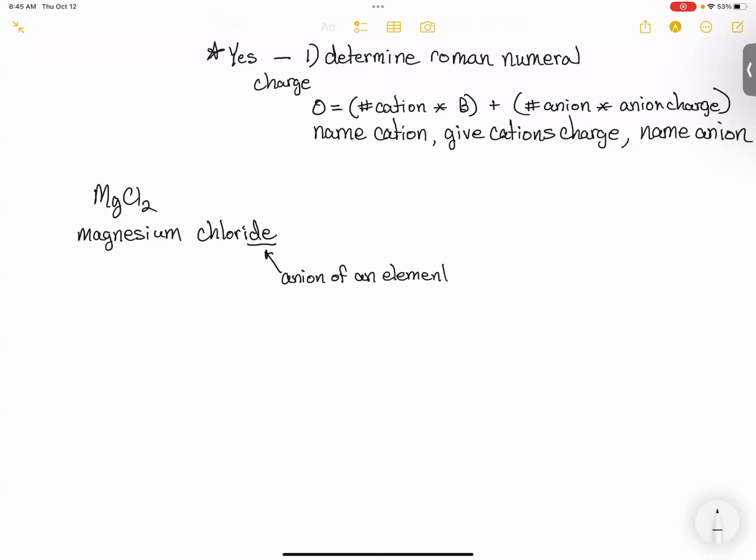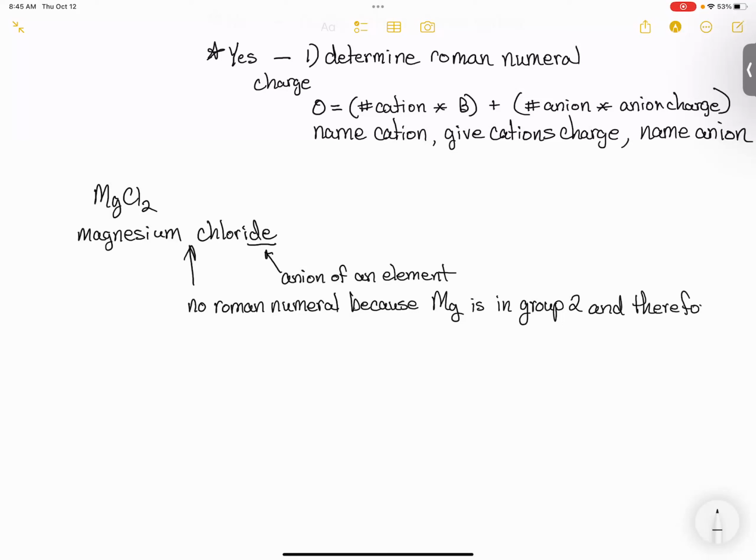And again, there is no Roman numeral, because magnesium is in group 2. And therefore, its charge is always a +2.